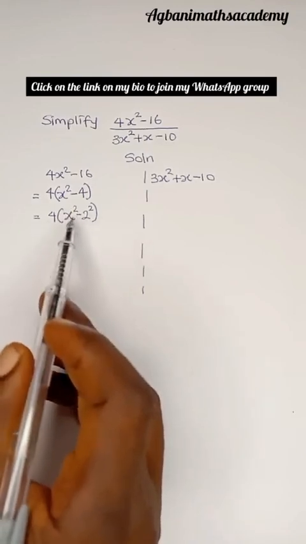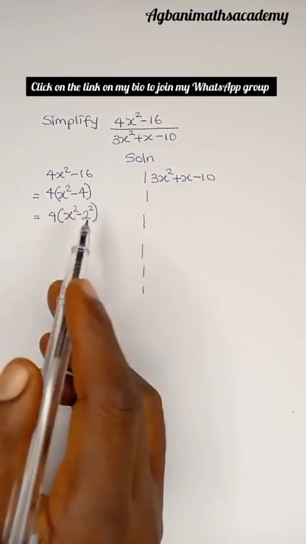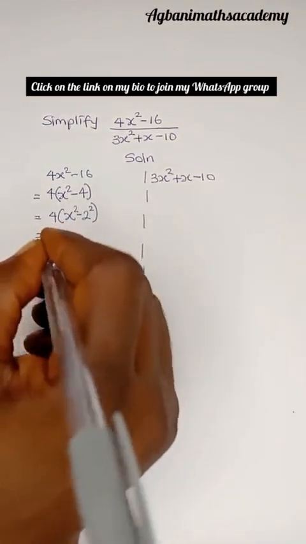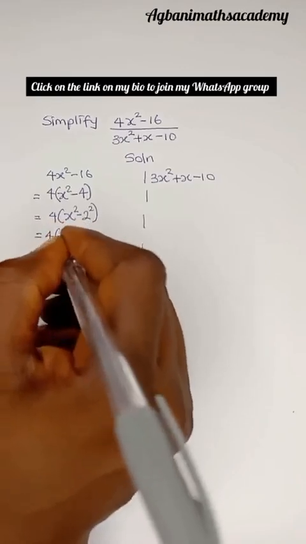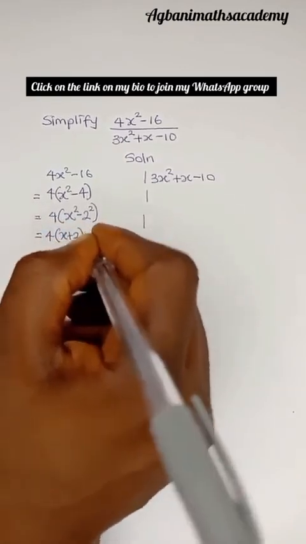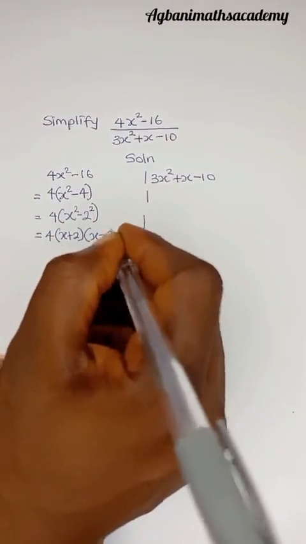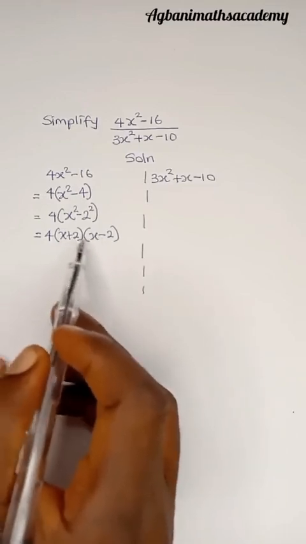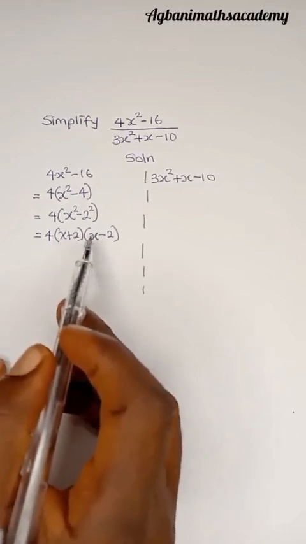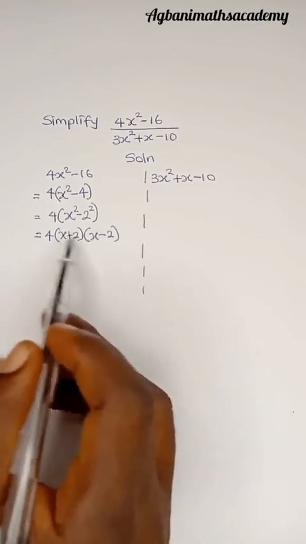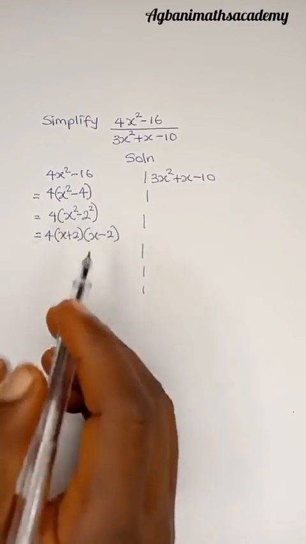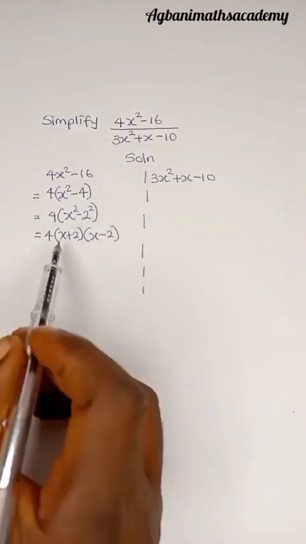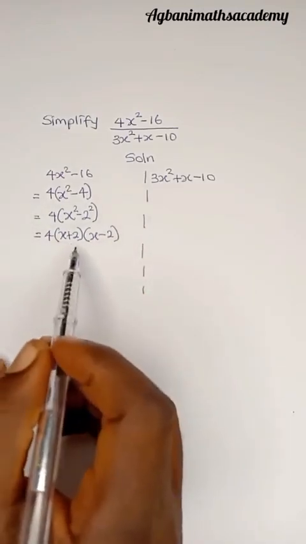Now we have a situation where we have difference of squares. And we know that when we have difference of squares, we can factorize them by writing x plus 2 into x minus 2. If you multiply the two brackets, you will get this back. So we have 4 into x plus 2 into x minus 2. We have come to the final point of the numerator.